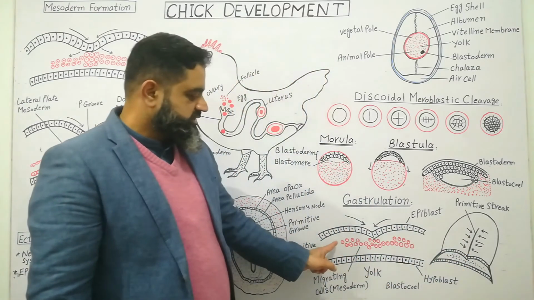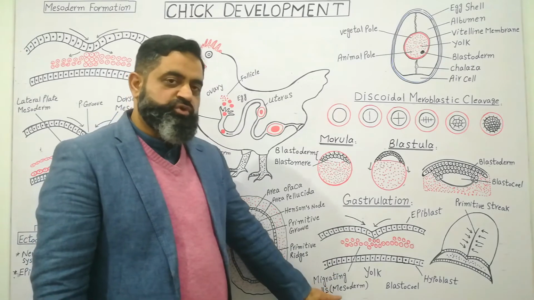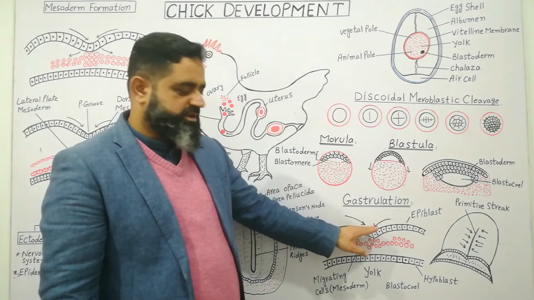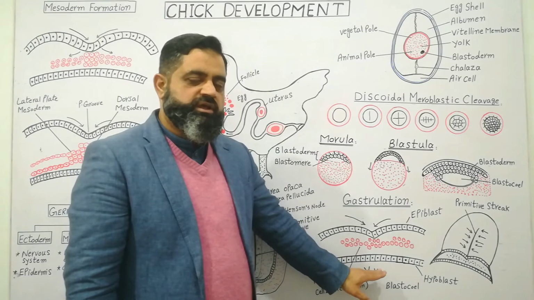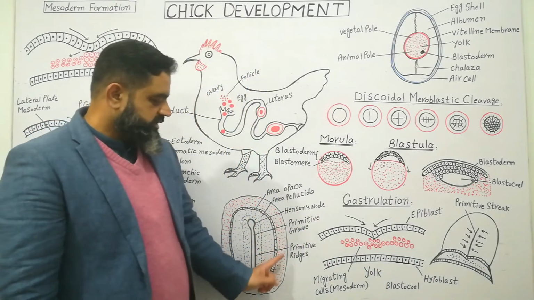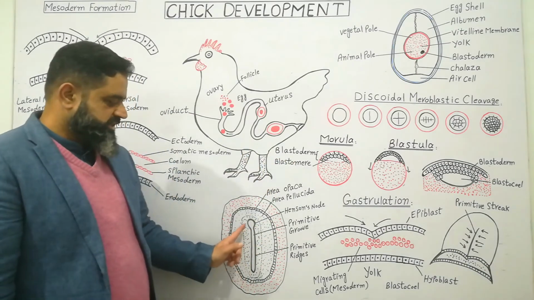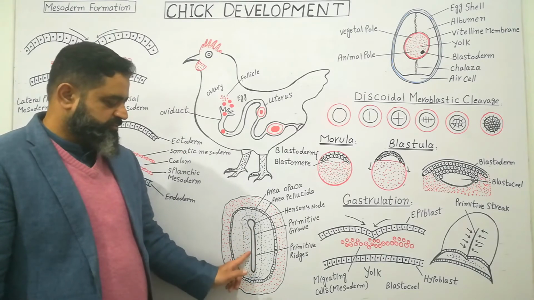As you can see in this diagram, the red cells are migrating cells which are going to form mesoderm, while on the upper surface are the epiblast cells, and on the lower surface of these migrating cells is the hypoblast. Now you can see right over here, when this primitive streak formation takes place, you will see a thick line in the center of the embryo.